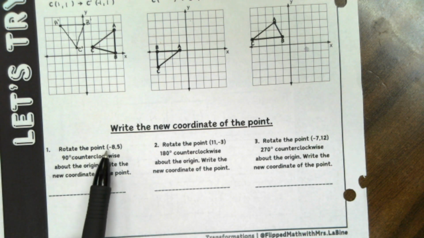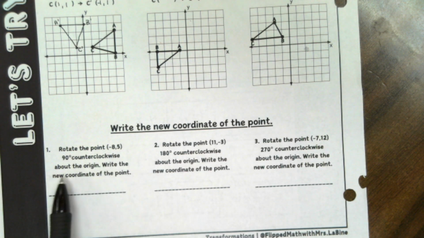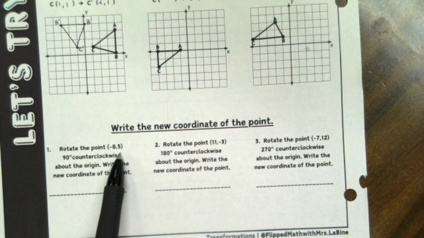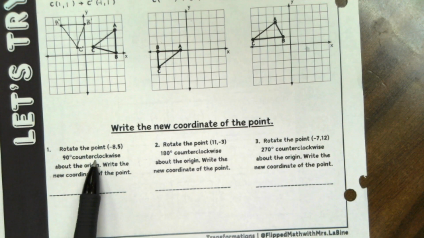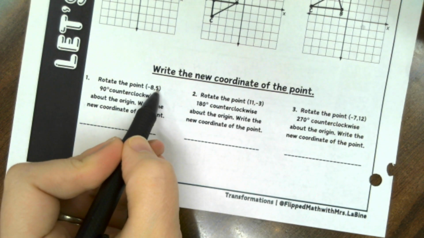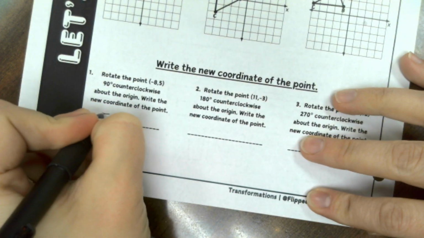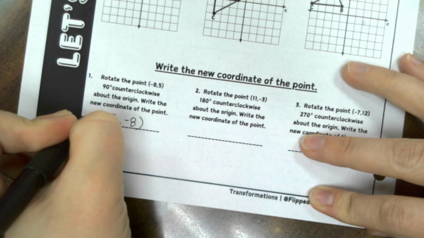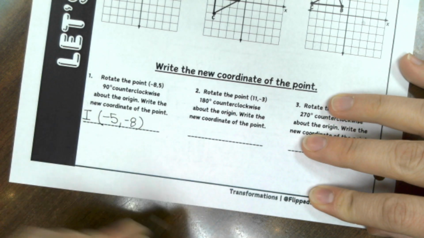This one says rotate the point (negative 8, 5) 90 degrees counterclockwise about the origin. Write the new coordinate of the point. So you need to figure out what my original point changes to when I go 90 degrees counterclockwise. 90 degrees counterclockwise goes (negative y, x). So you'll need to change this to negative y, and then x. This should be your image. I'm just going to say I for image.